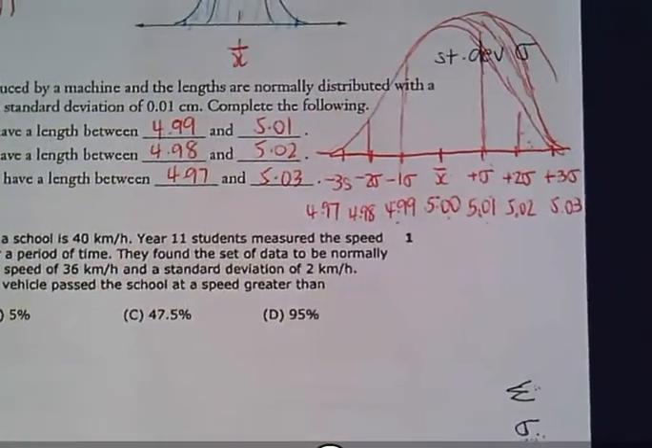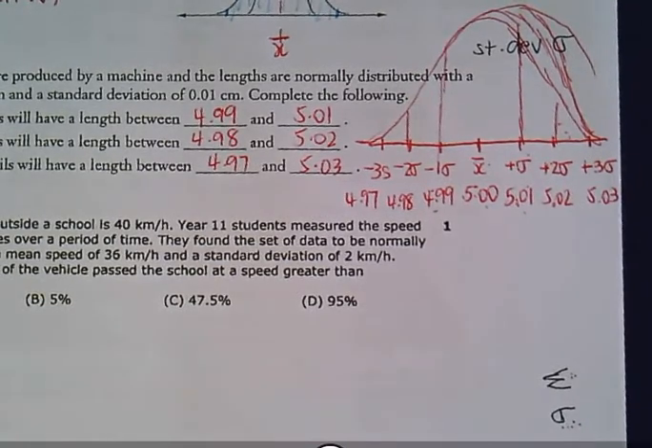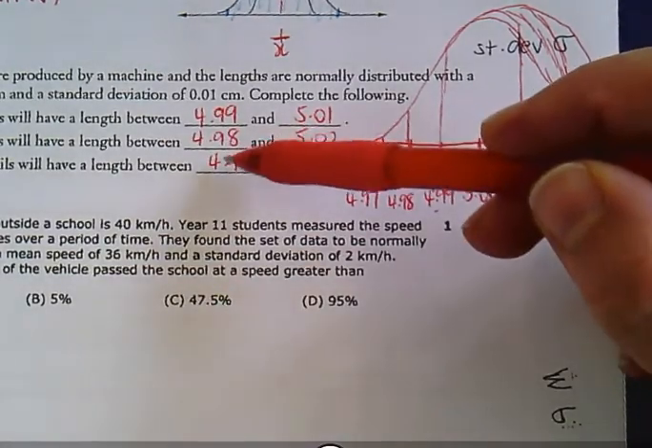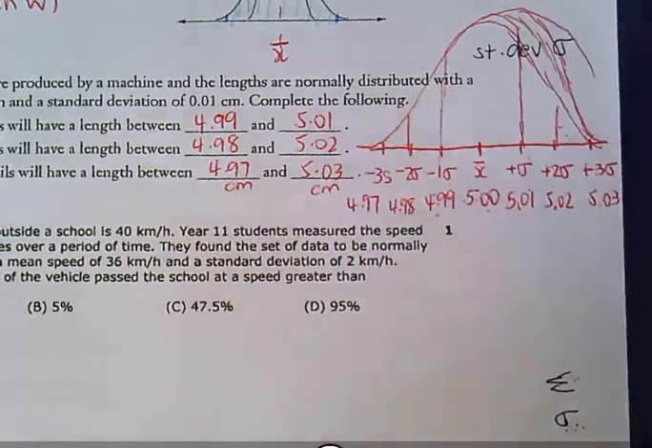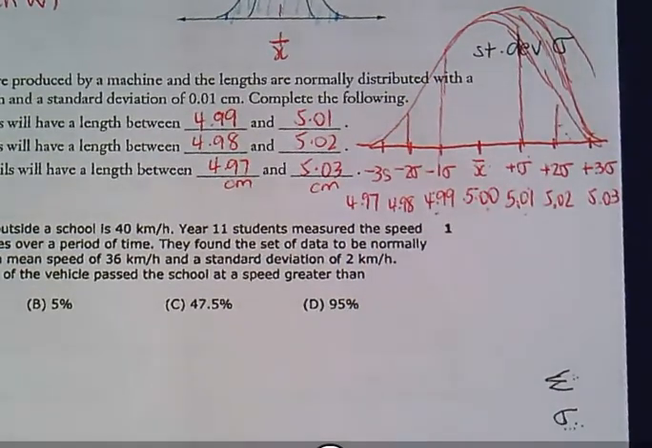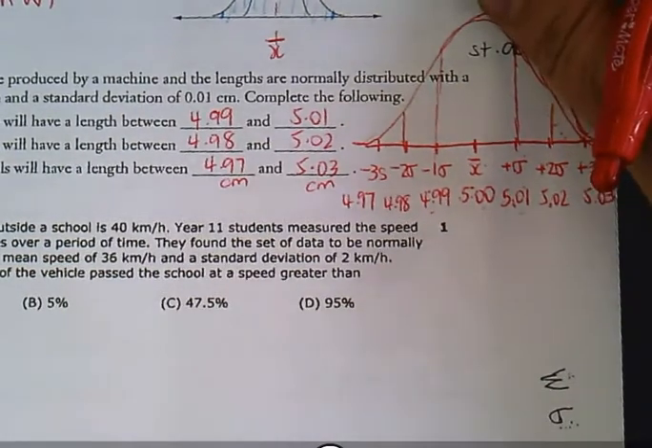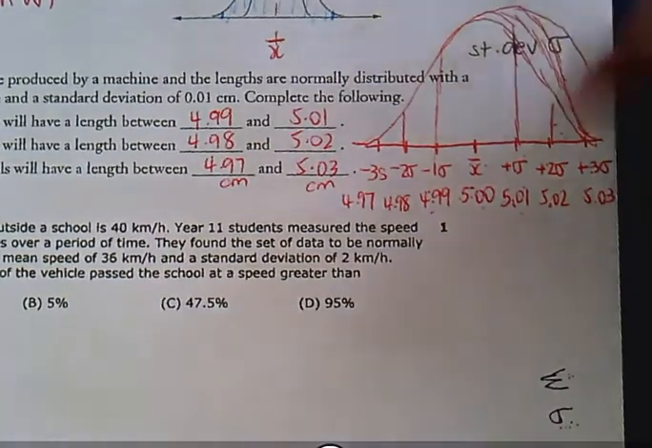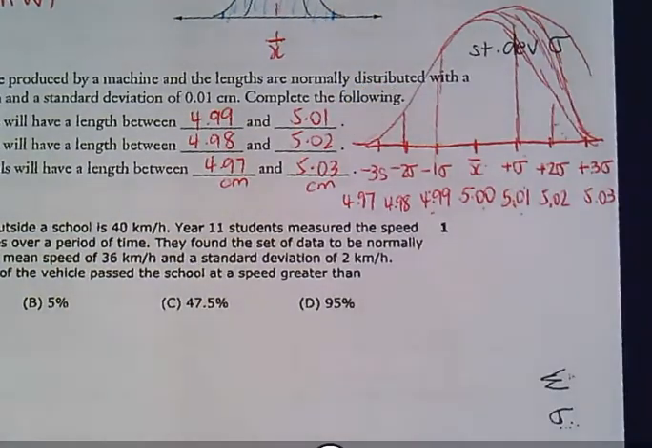So we're trying to produce nails that are 5 centimetres long. 99.7% of the nails lie between the lengths of 4.97 centimetres and 5.03 centimetres. Do you get the idea? So this is a statistical, it just shows you the lengths of the nails. 68% of them lie between 4.99 and 5.01. Do you get that? All right?